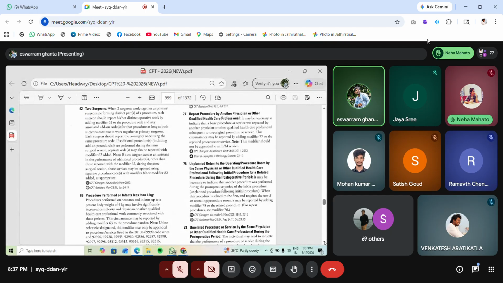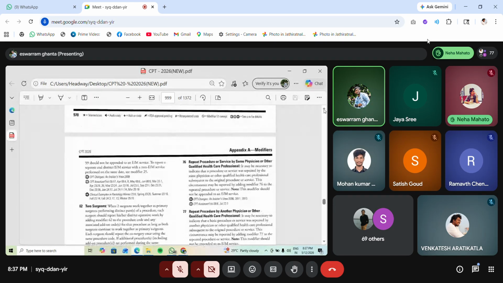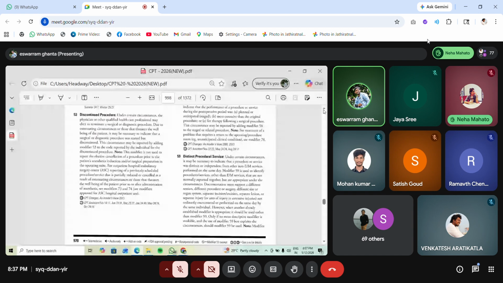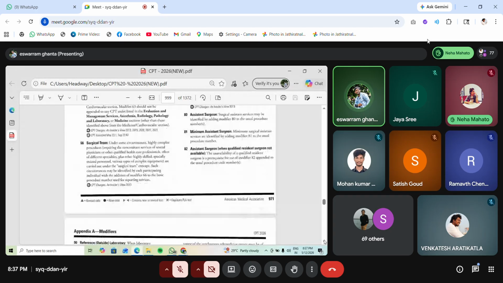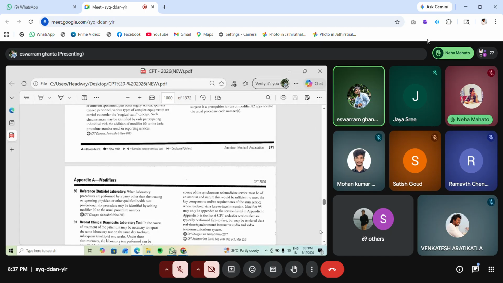Next, one more important modifier is discontinued outpatient procedure, 73. Wait, where is 73? Okay, 73 and 74 are the anesthesia modifiers. Those are anesthesia modifiers. You can note down in your book, 73 and 74.